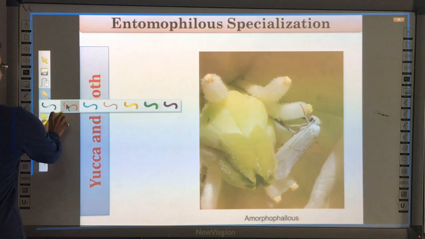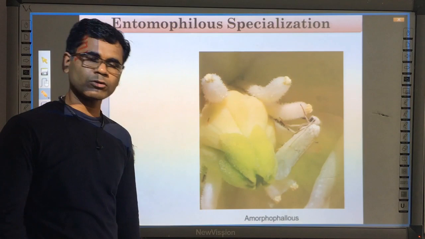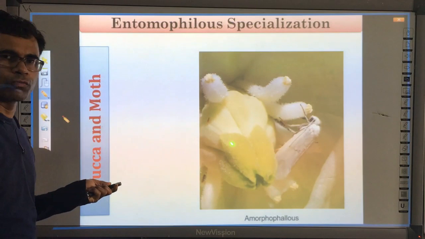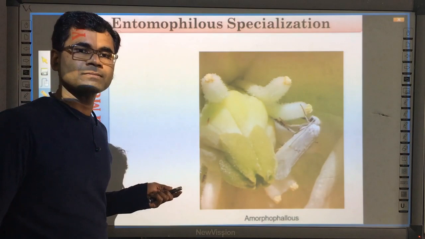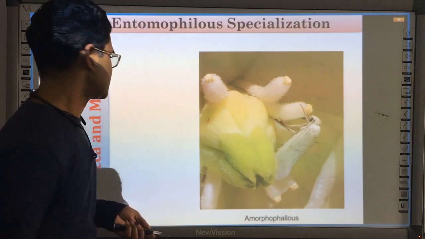Another example is the yucca and moth. A very important question is also there in your book: the yucca and the moth cannot complete their life cycle without each other. They both depend upon each other. Why? This is the yucca flower and this is the moth. The moth lays eggs at the base of the ovule, inside the ovule. This helps the eggs stay protected from predators, and in return the yucca flower gets pollinated. So both depend upon each other.